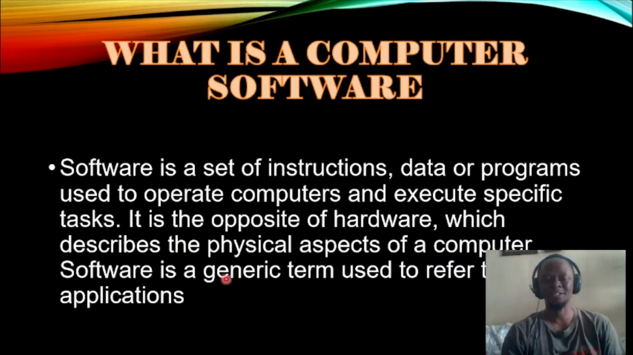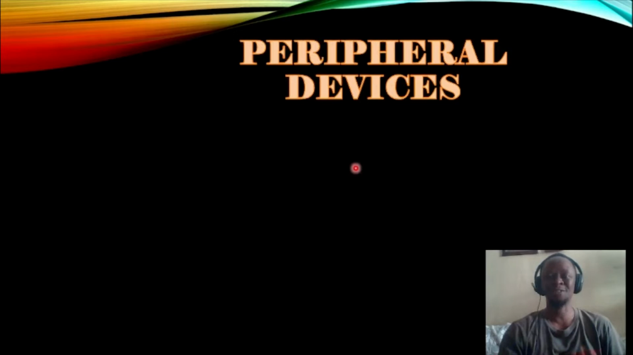Software is a generic term used to refer to applications. So now we understand what hardware is, and what software is. We're going to be looking at the system software and application software within the hardware and software. Right, so we take time going through. If you notice right up here, it's peripheral devices. What is a peripheral device? You might hear it and wonder what it is.